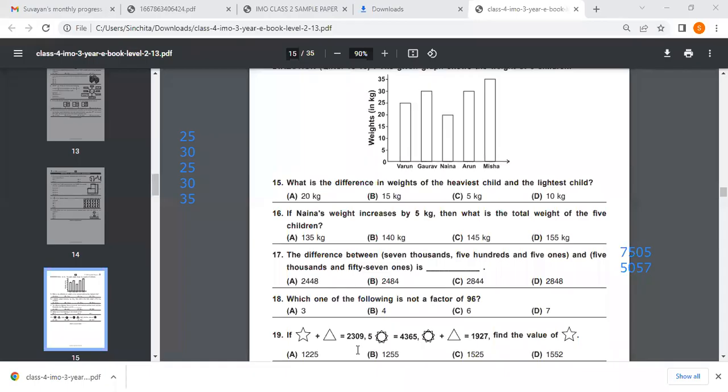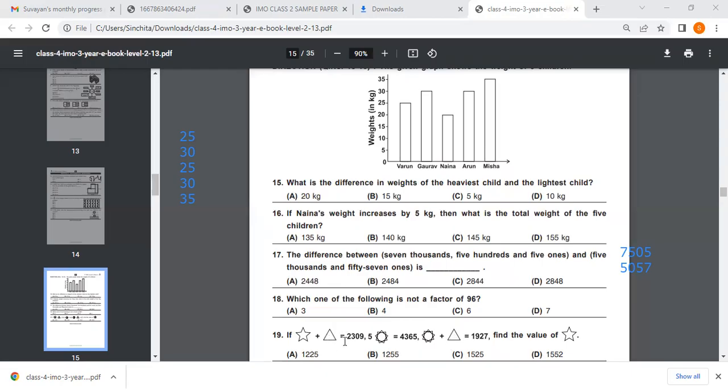Now what we have to do, see, here this figure is given, 4365. Okay, now what can we do? If we bring this number from left hand side to right hand side, we just have to divide. That will give us the value of this figure. If we know the value of this figure, then we can find out the value of triangle in the same way. If we move the number from left hand side to right hand side, the sign will become the opposite one. So the plus sign will become minus. Then we will get the value of this triangle.